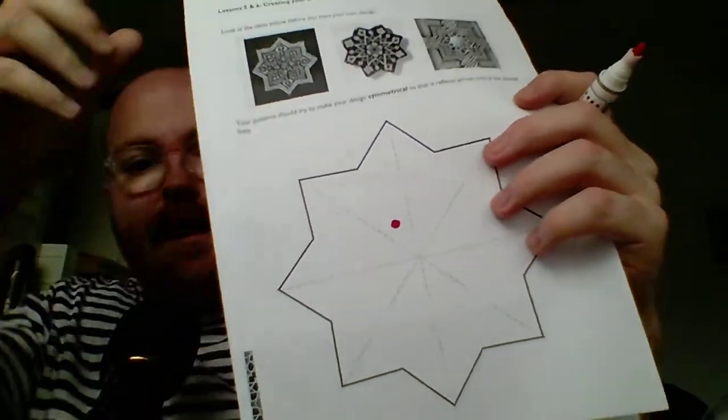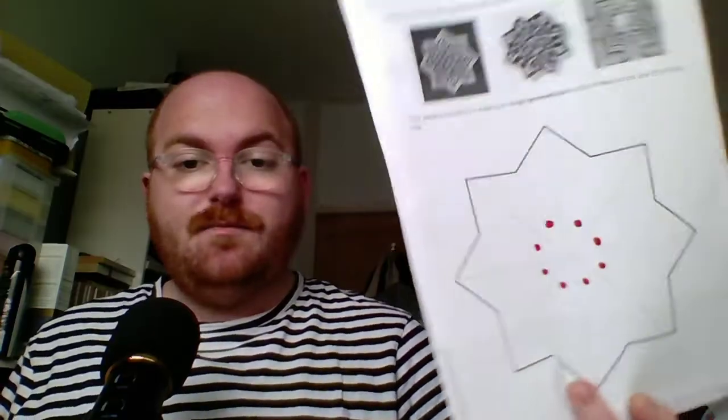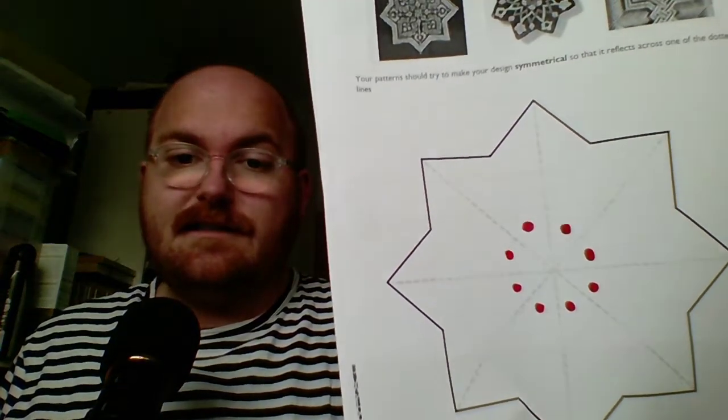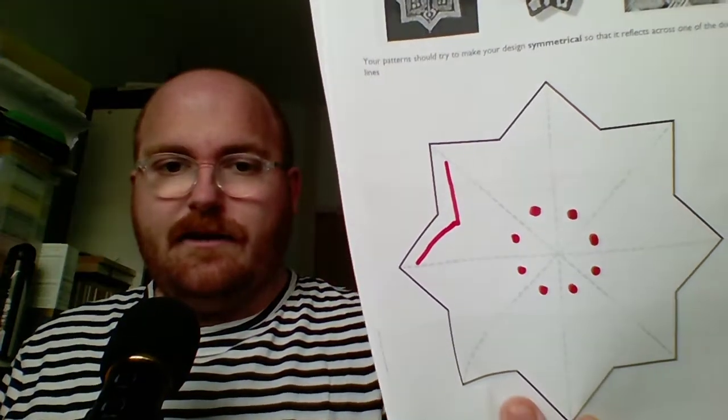If I was to put a red dot just here, where else would I need to put a red dot? I'll put them in and you can tell me whether you think I'm right. So you would have to put in red dots in exactly the same place in all of the other sections. Now, what about if I was to put in a line like this? Where else would I have to put lines in? I'm going to draw them on. You tell me if you think I'm right.